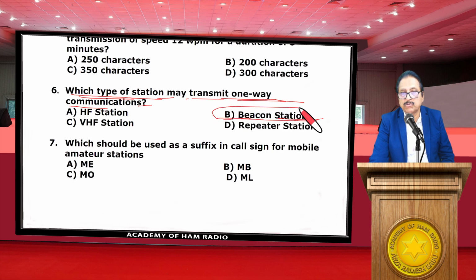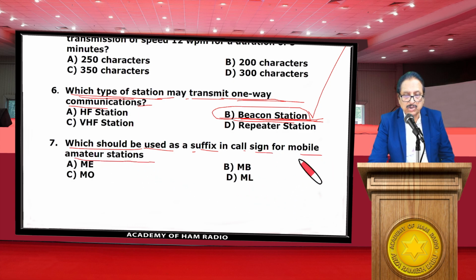Beacon station, it is one-way communication. It only transmits. It cannot receive. So, beacon station is the right option.